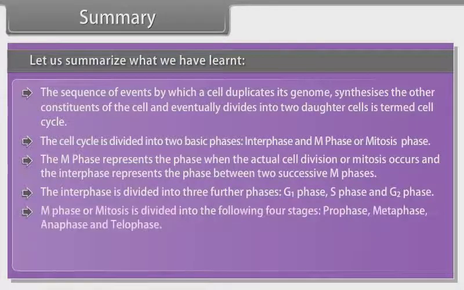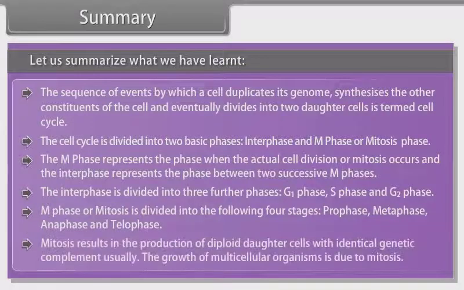M phase or mitosis is divided into the following four stages: prophase, metaphase, anaphase, and telophase. Mitosis usually results in the production of diploid daughter cells with identical genetic complement. The growth of multicellular organisms is due to mitosis.